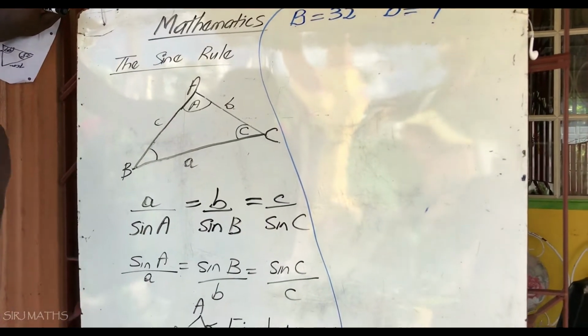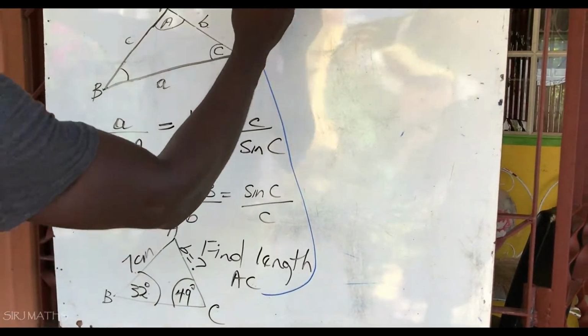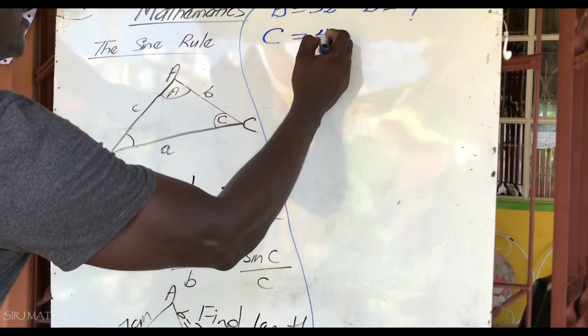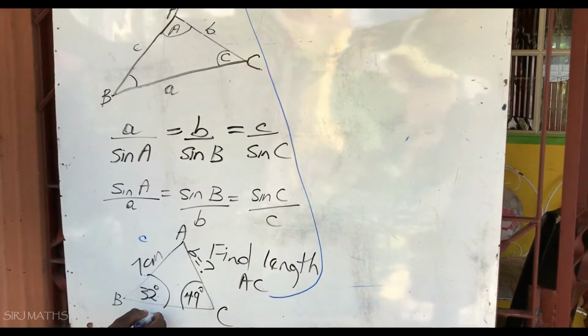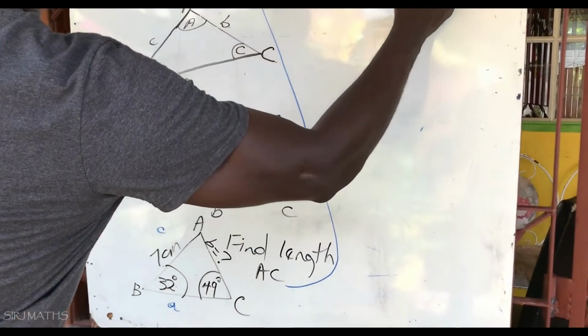Now let us see another relationship that we have. Now here we have angle C. So angle C here equals 49 degrees and side C equals 7 centimeters.